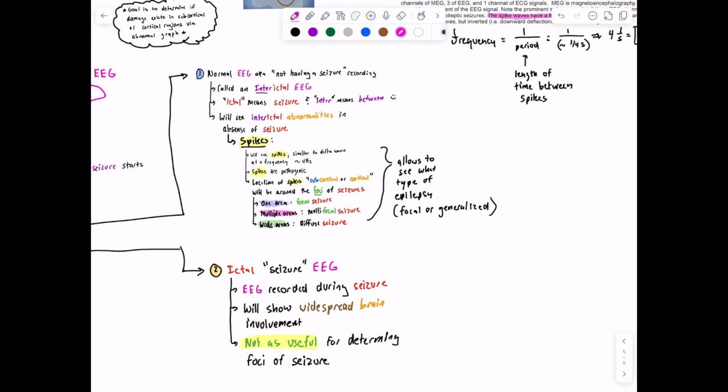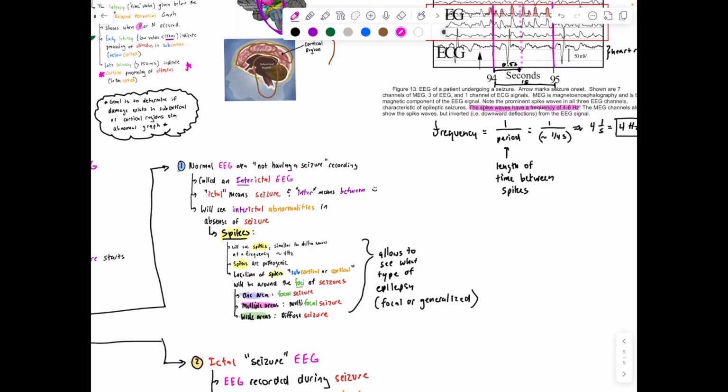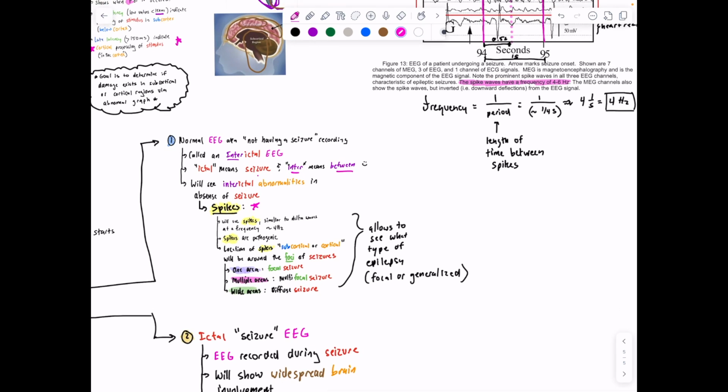So when you're having a seizure and you're recording an EEG, that's not as helpful as if you were to record an EEG when you're not having a seizure. Okay, that seems a little strange, but let's go through it. So normal EEG, aka not having a seizure, recording is called an interictal EEG because ictal means seizure and inter means between. So we will see interictal abnormalities in the absence of seizures as spikes.